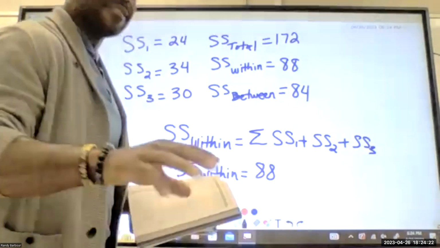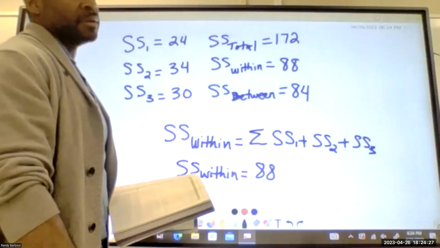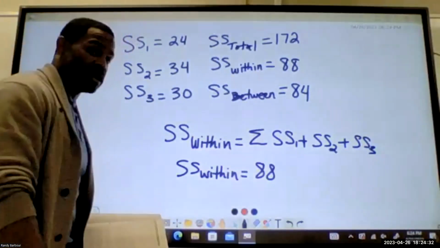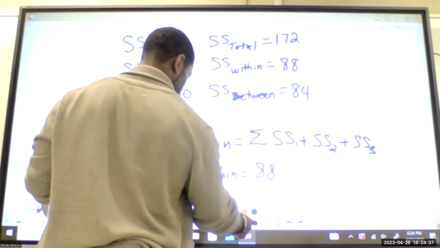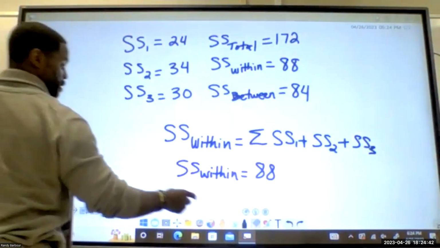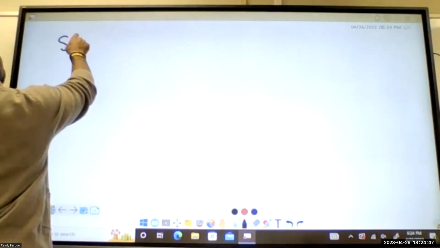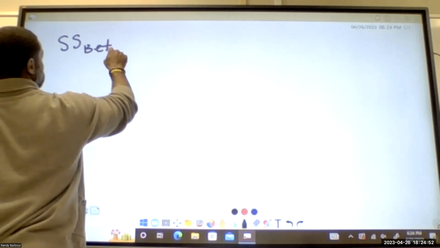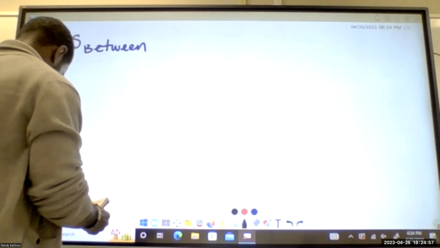Now if I wanted to calculate the sum of squares between, say, I didn't have the sum of squares within, I'm going to go ahead and show you. For this one, you're going to need a special formula. So we got sum of squares between.